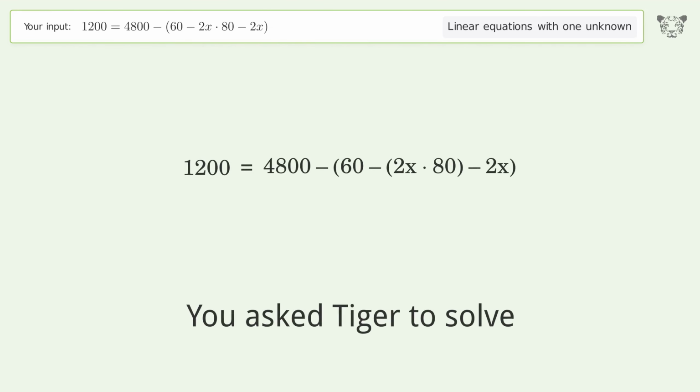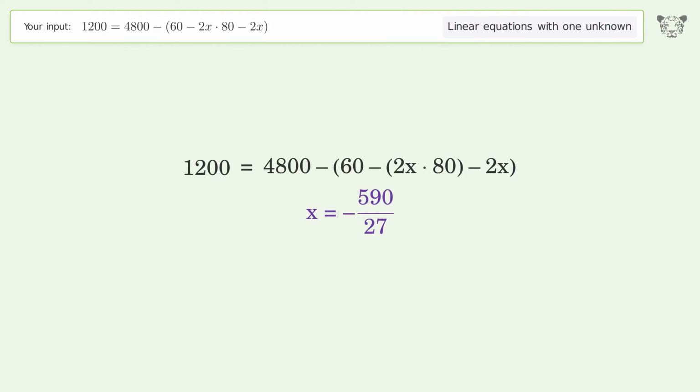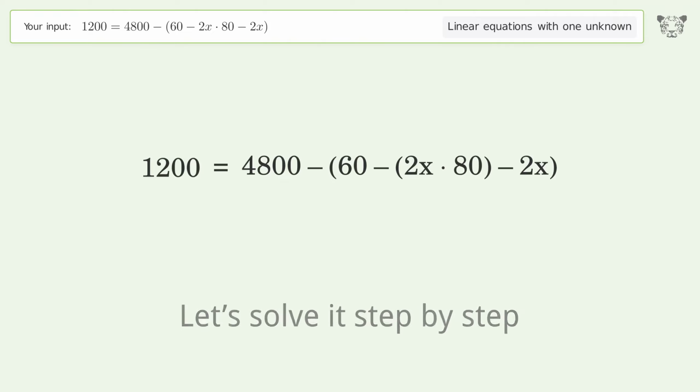You ask Tiger to solve. This deals with linear equations with one unknown. The final result is x equals negative 590 over 27. Let's solve it step by step.